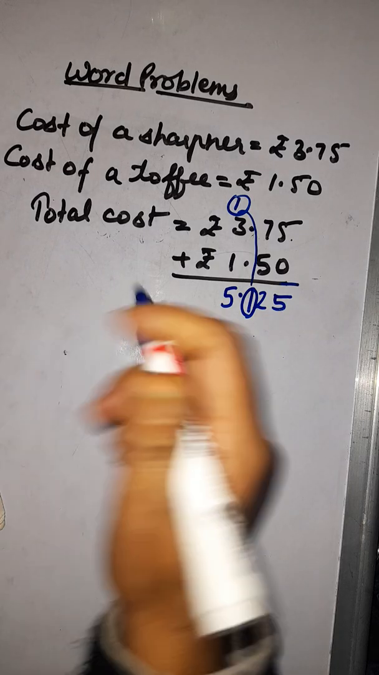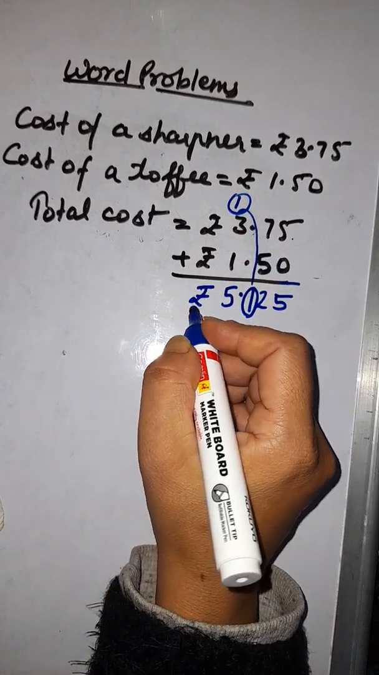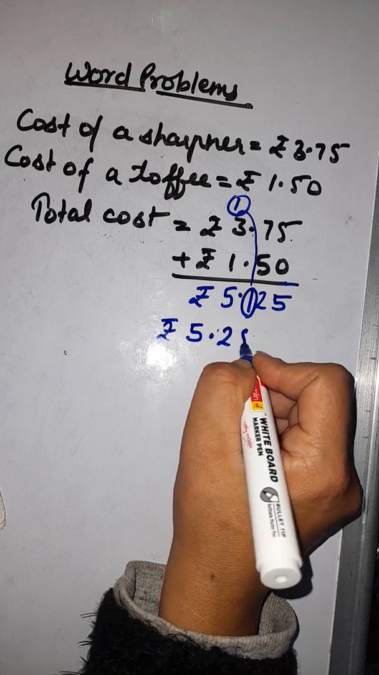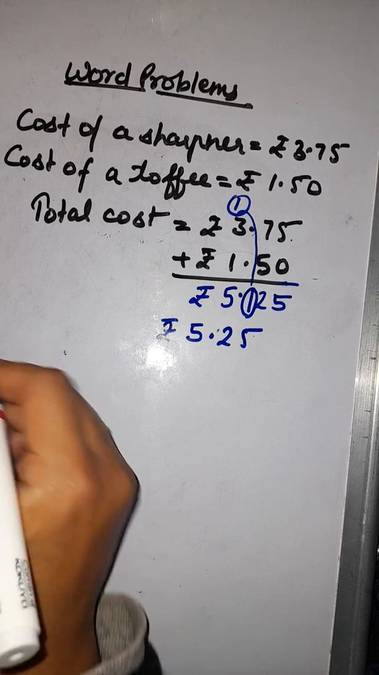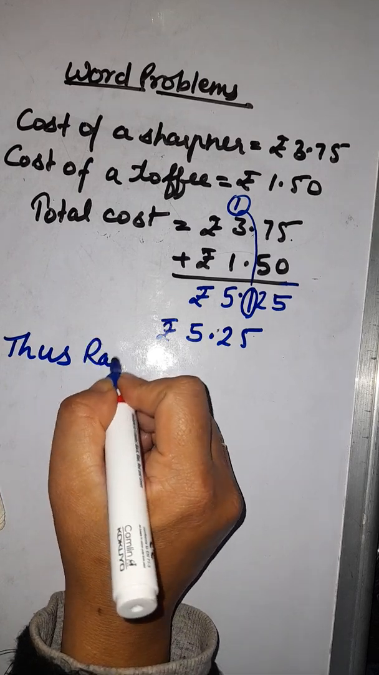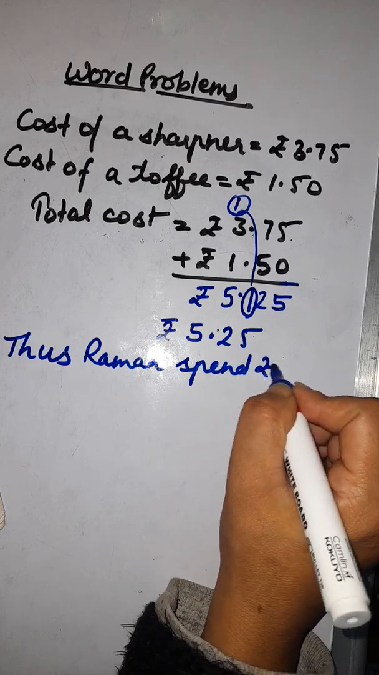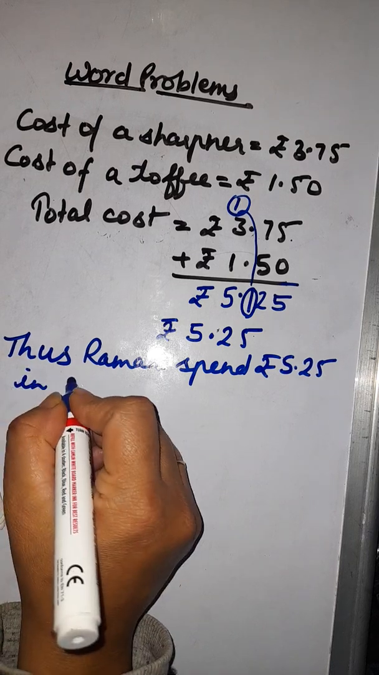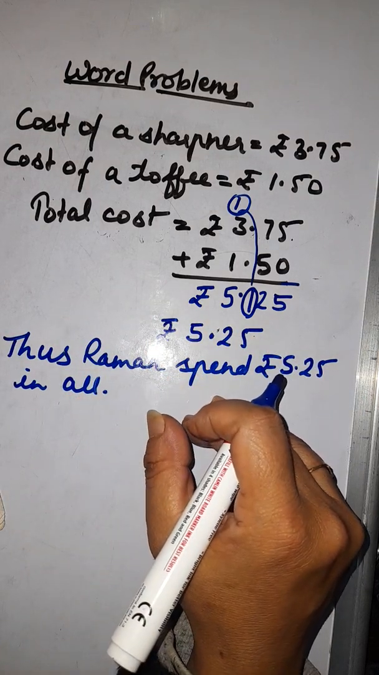Now the total price of both the items is rupees 5 and 25 paise. So the last statement we will write, thus Raman spent rupees 5 and 25 paise in all. This will be the last statement.